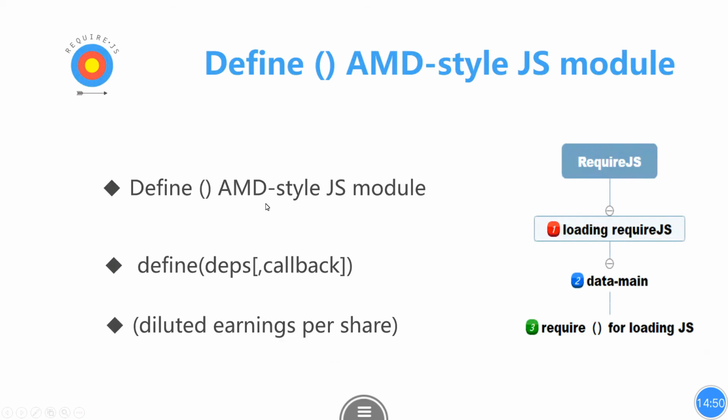Okay, this is lesson 4. We go to the fourth step, 1, 2, 3, 4, define, no, it doesn't have a D. Define is the AMD style JS file style. If you use this, you can return the value, and you know it. The author is the same as require.js, it's the same one. So that's the lesson message.